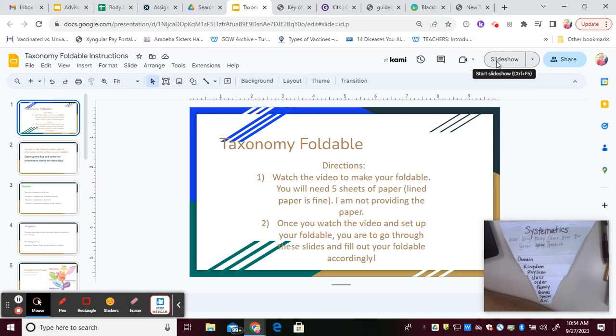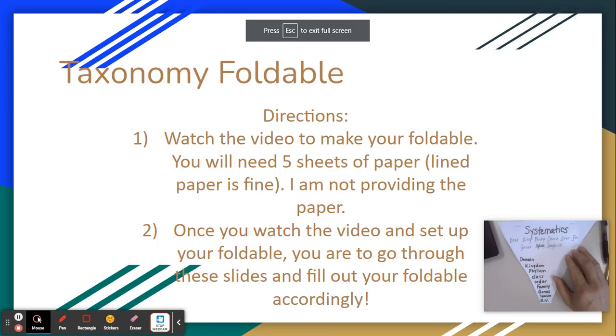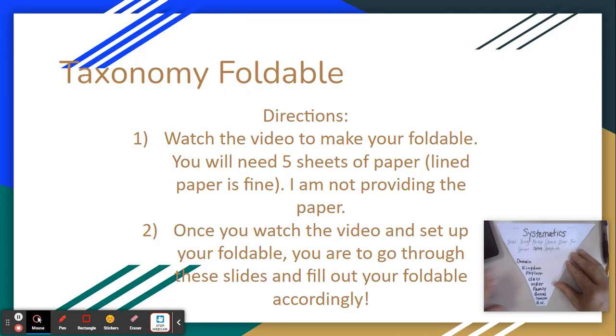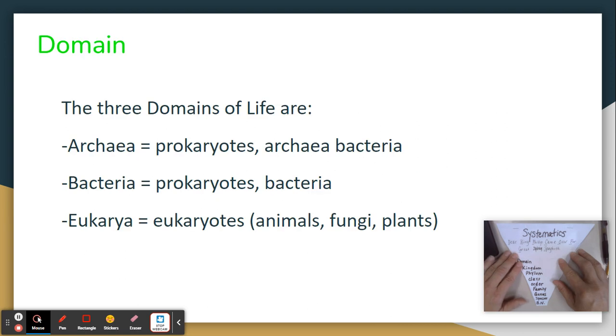All right, at this point, you are going to complete your foldable, and this slideshow is here in this video, but it's also just attached to the assignment on Schoology. You should already have this foldable filled out to this portion, and it says for each of the following slides, add that information on your foldable. Open up the flap and write the information above the titled flap. So domain is the first one you have to write.